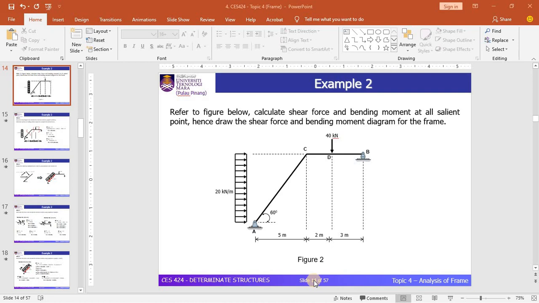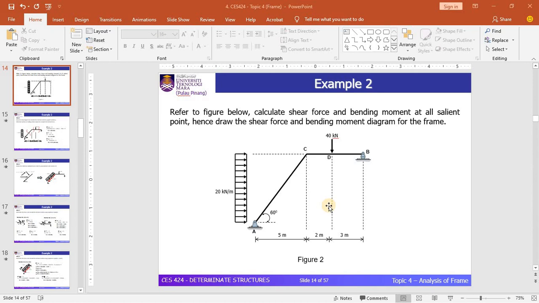In these examples, you can see that we have a frame with a slanting column and a beam. This particular frame is subjected to a point load at point D and a UDL in the lateral direction. Based on these examples, we will see how frame structures can be analyzed based on a few things that you have not dealt with before.